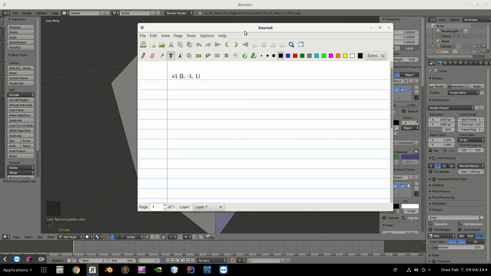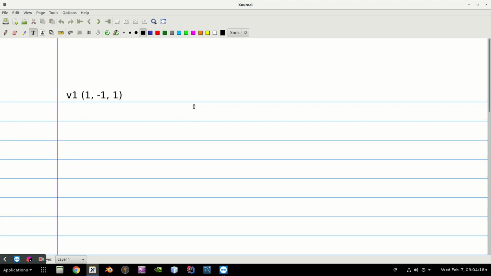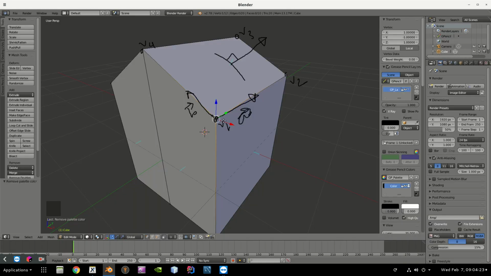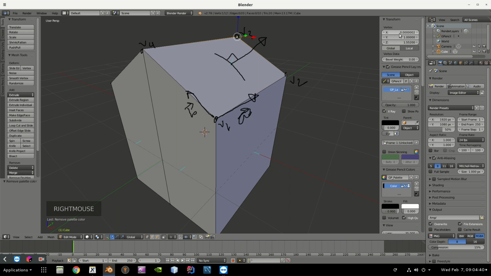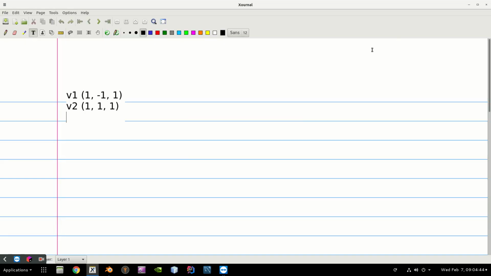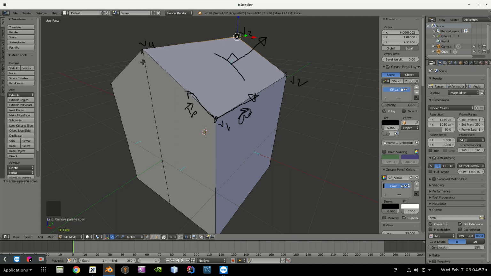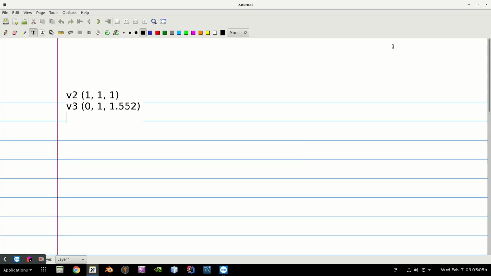Alright, so we got this first vertex: 1, minus 1, and 1. For the second vertex we got 1, 1, 1. For V3 we got 0, 1, and 1.55. And this one is 0, minus 1, and 1.55. Okay, so this is what we got.